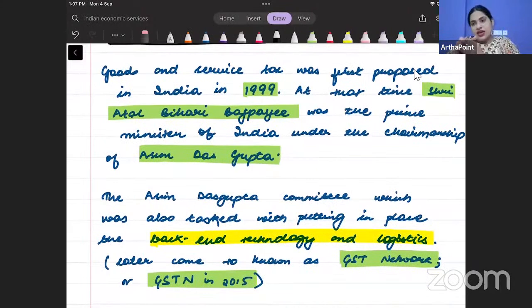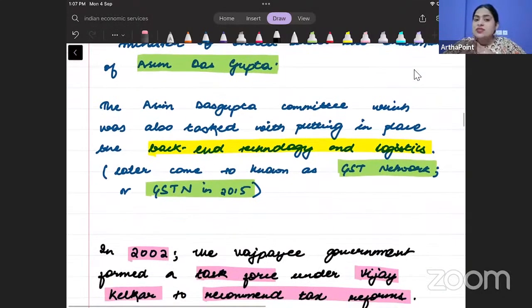So the goods and service tax, it was first proposed in 1999. देखो कितने साल पहले, right? So many years back, 1999 is when this GST was first proposed. It was proposed under Shri Atal Bihari Vajpayee. ठीक है, हमारे जब तब के प्राइम मिनिस्टर श्री अटल बिहारी वाजपेयी, उनके अंदर जीएसटी को प्रपोज किया गया, and under the chairmanship of Asim Das Gupta. That is when it was proposed. Okay. उसके बाद Asim Das Gupta committee also tasked with putting in place the back-end technology.